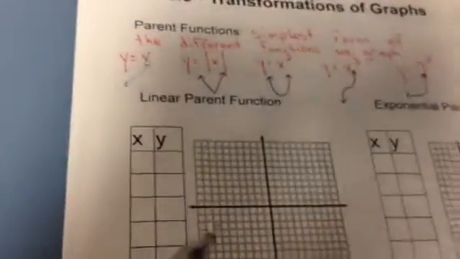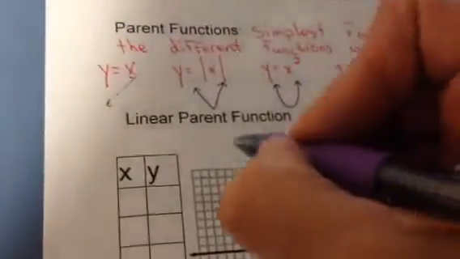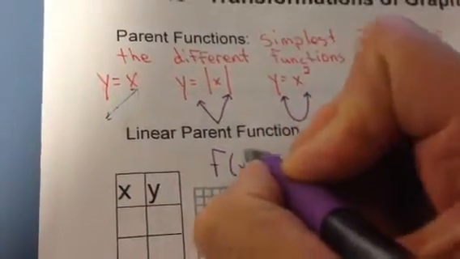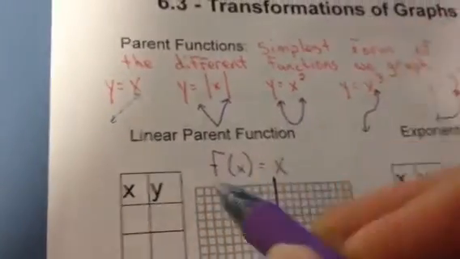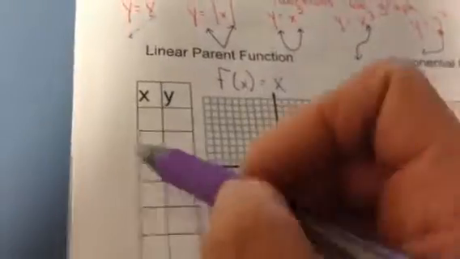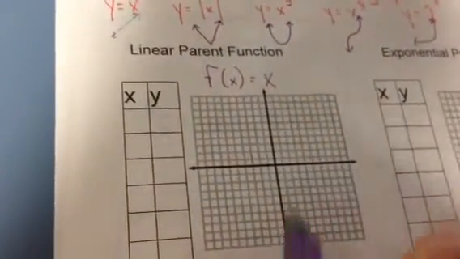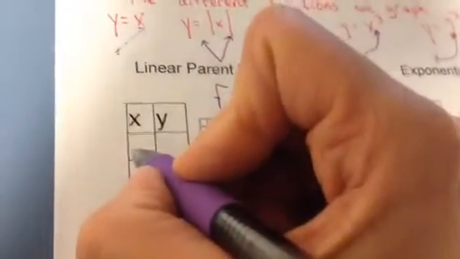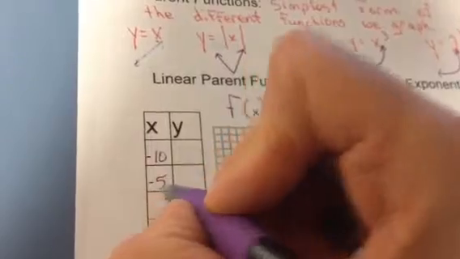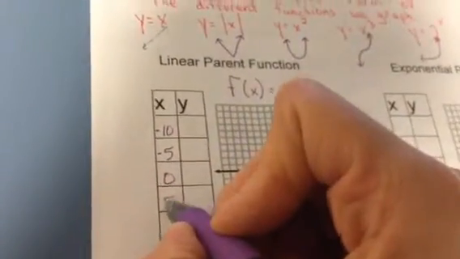So, linear parent function. Let's again just take a little bit closer look at the linear parent function. Now I'm going to write it in function notation. And remember, f of x is just y. So what does this look like? Well, I would just pick some points to graph, and I get to pick for x, and my graph goes from -10 to 10 and -10 to 10. So I'll just pick -10. I'll pick -5. I'll pick 0. I'll pick 5, and I'll pick 10.